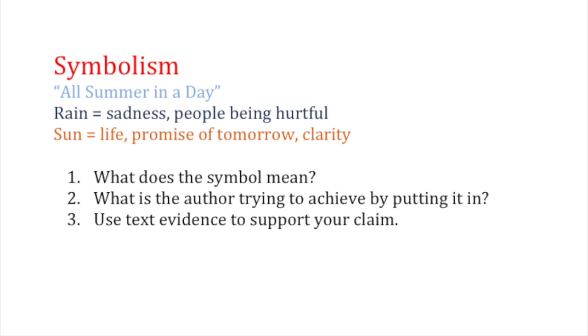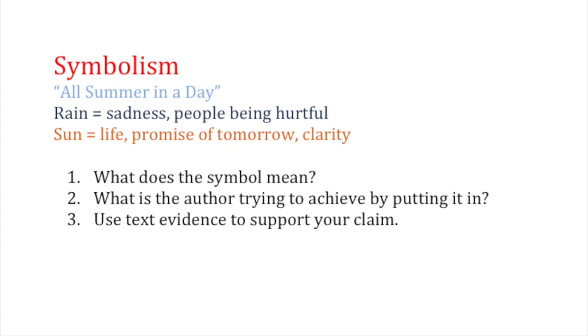Another symbol I think that Bradbury used was the sun, and I think the sun symbolized life and the promise of tomorrow. But also, the sun symbolized clarity of mind. Once the kids experienced the sun, they realized how bad they had been to Margot, and it brought to light their poor behavior and made them feel guilty about their choices.